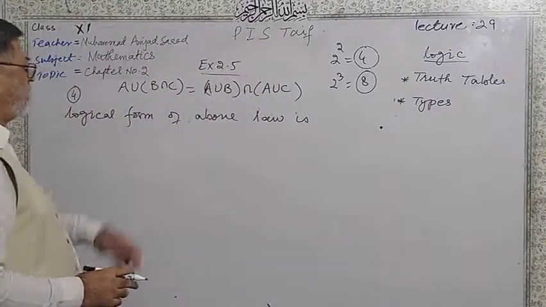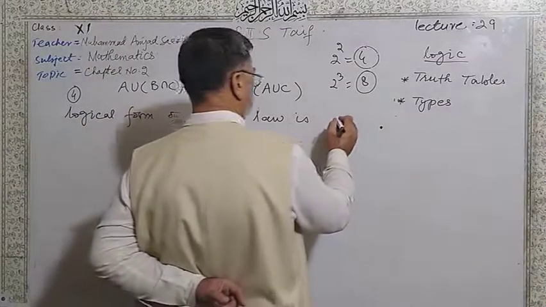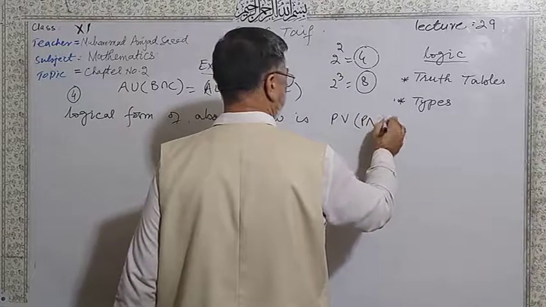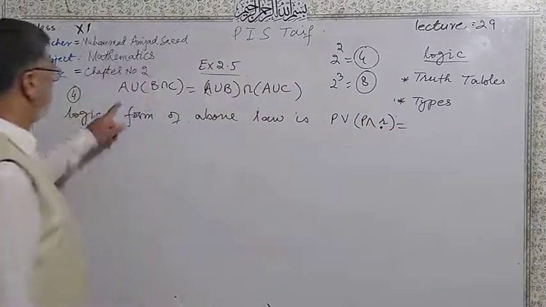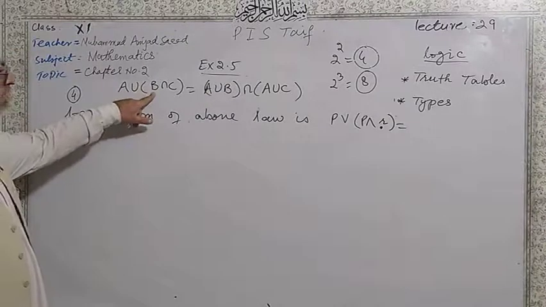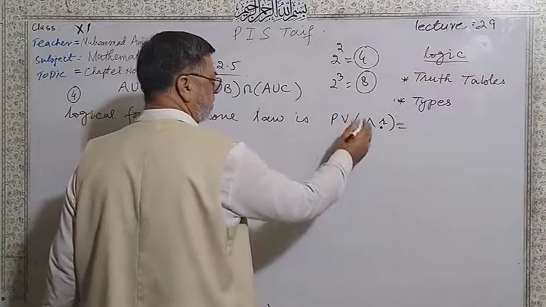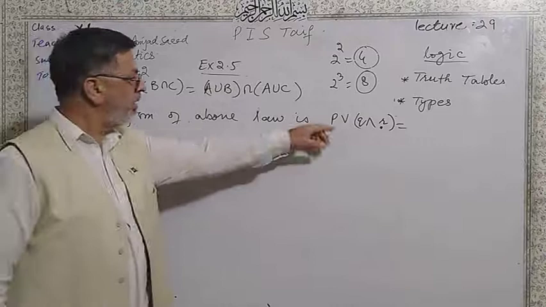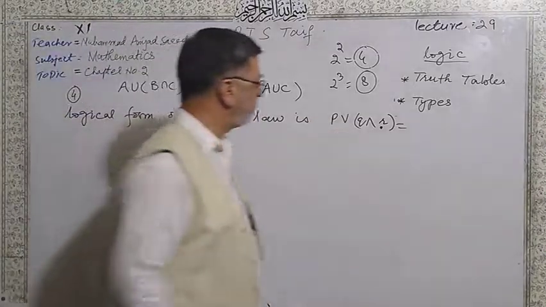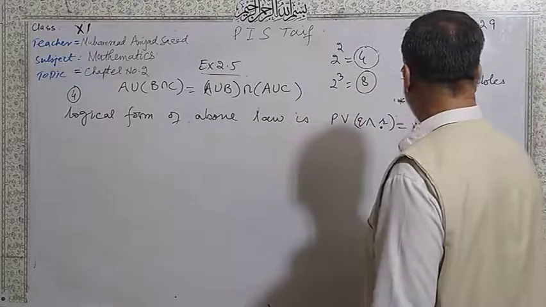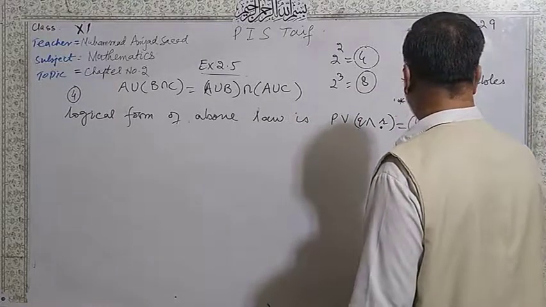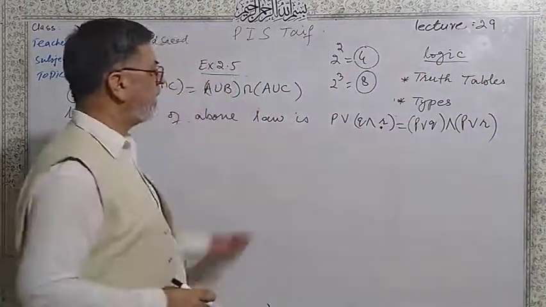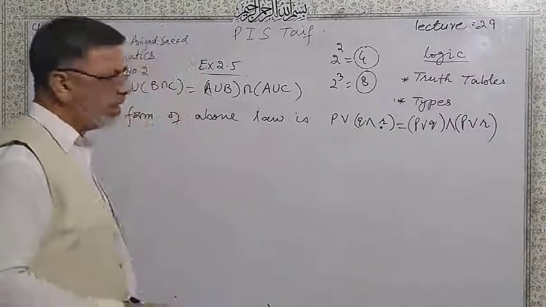The logical form of the above law is P ∪ (Q ∩ R). Remember that P is for A, Q for B and R for C. Union is ∪ and intersection is ∩. Similarly, it will be (P ∪ Q) ∩ (P ∪ R). There are 3 possibilities.